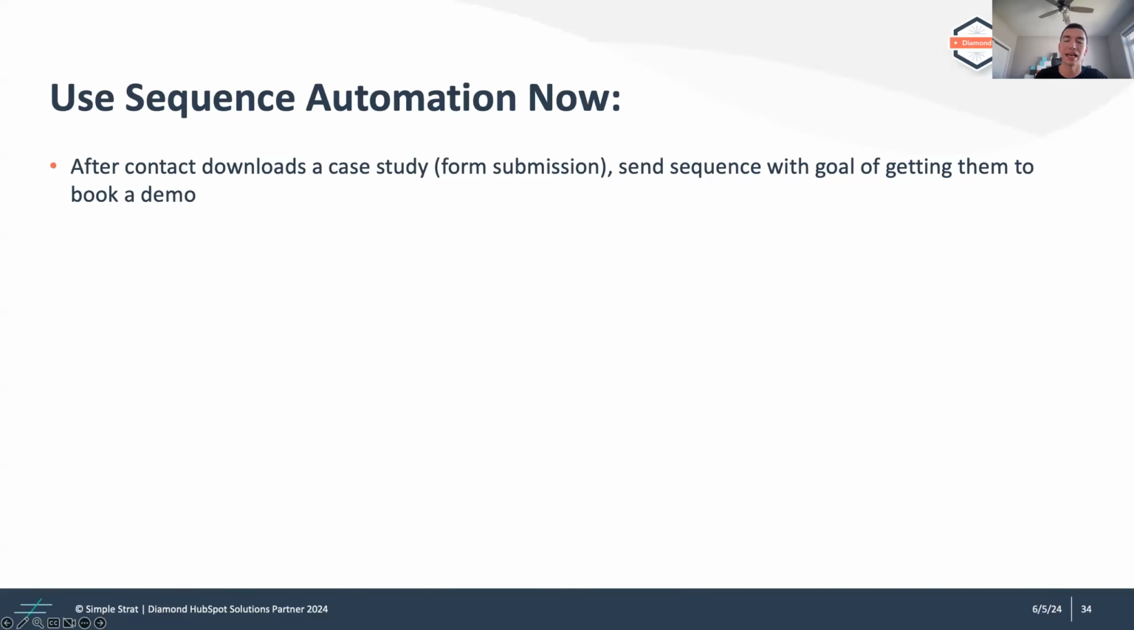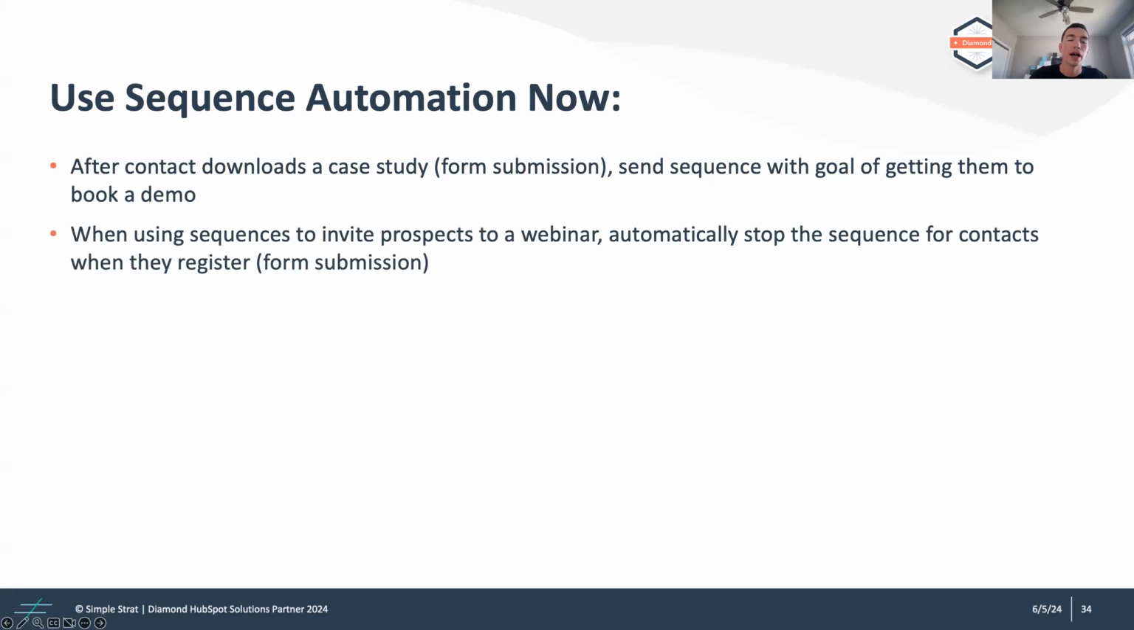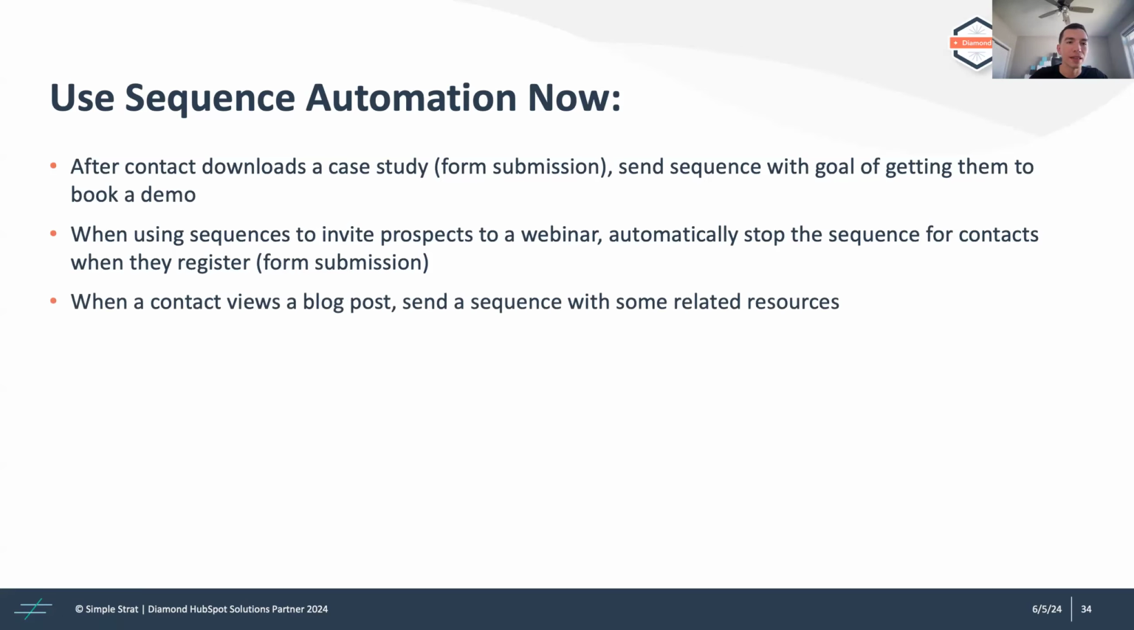Let's say a contact downloads a case study through a form submission. That would be their trigger, and now we want to automatically enroll them in a sequence with the goal of getting them to book a demo. For an unenrollment trigger, let's say we're using a sequence to invite somebody to a webinar. Once they register for that webinar, we don't want them to keep getting our emails asking them to register. As soon as they submit our registration form, we can automatically unenroll them from that sequence. And last example here: when a contact views a blog post, send a sequence with some related resources.